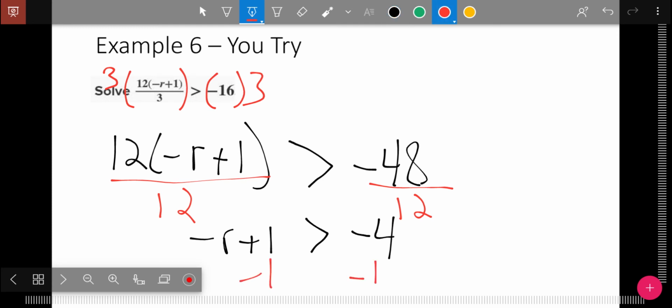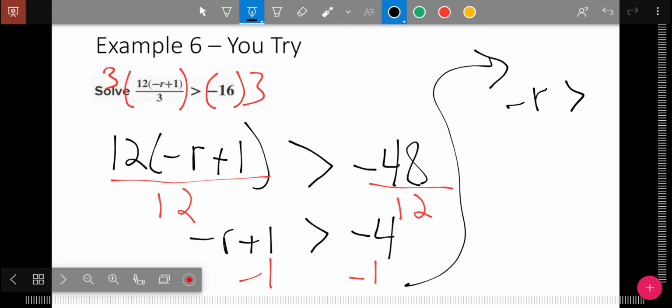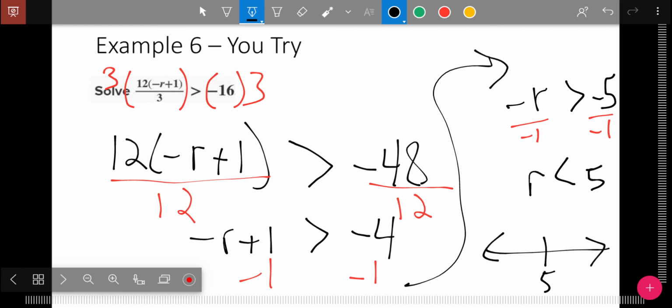I minus 1. Now I'm out of room to work, so I'm going to go up here. I get negative r is greater than negative 5. I have to make r positive, so I divide by negative 1. I get r is less than. I flip the sign. I divide by a negative, and negative divided by negative makes it positive. And so now this one would be a number line with 5 in the middle. I want to make it an open circle because it doesn't have an or equal to, and it goes to the left.